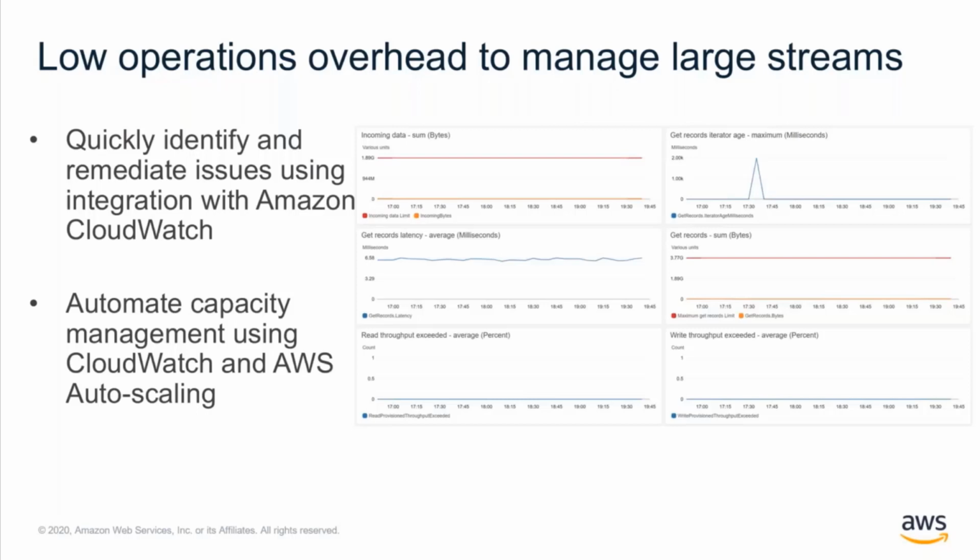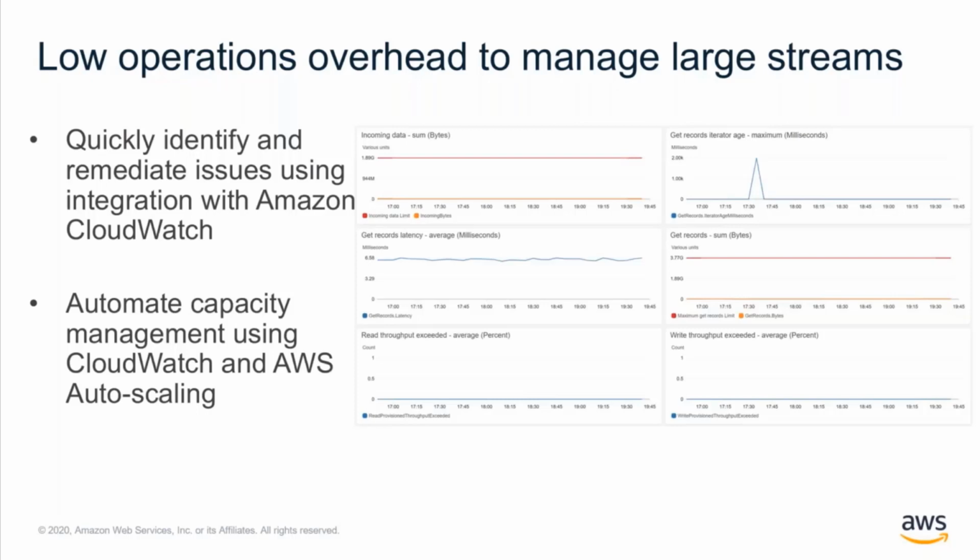How is my incoming data growing over time? Is there any consumer that is falling behind, as you can see there with the iterator age? It really allows you to ensure that the producing applications and the consuming applications are interacting with the data stream appropriately. And if there's an issue, you can remediate very quickly.